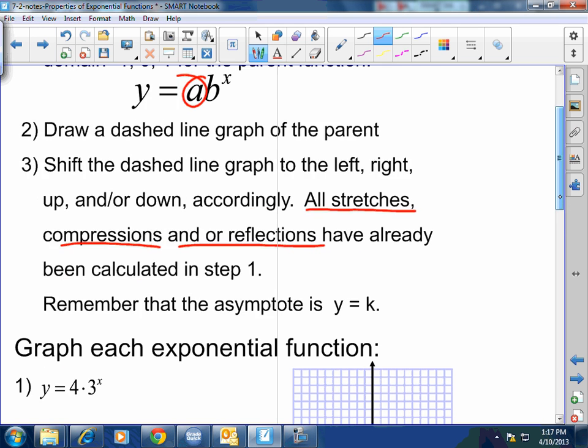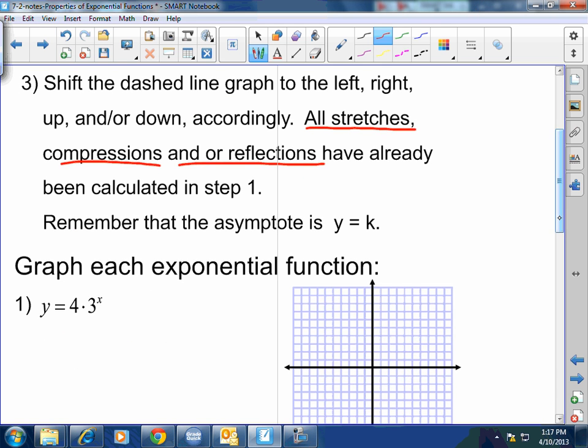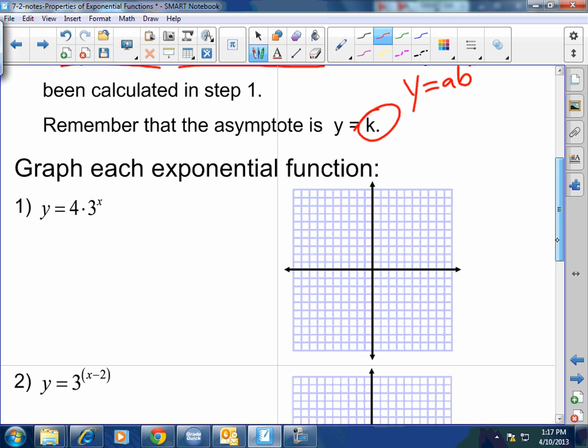And just remember, please, that the asymptote when you just have a plain old ab to the x is y equals 0, the x-axis. When I have added a k to this, guys, the k is going to be my new asymptote. So let me explain what is going on here.